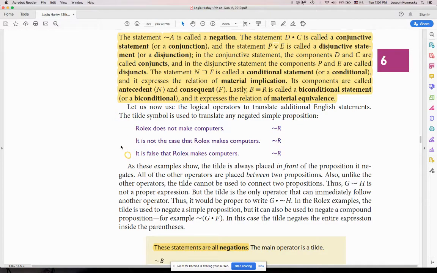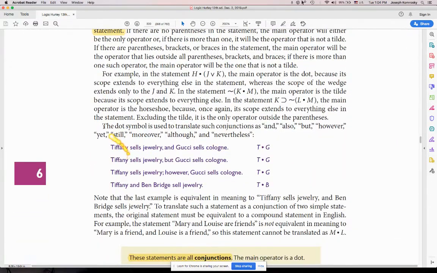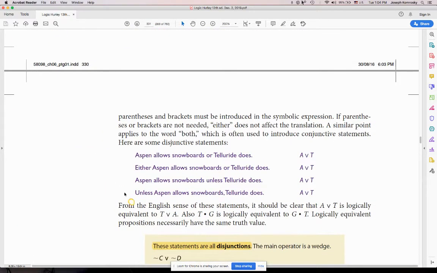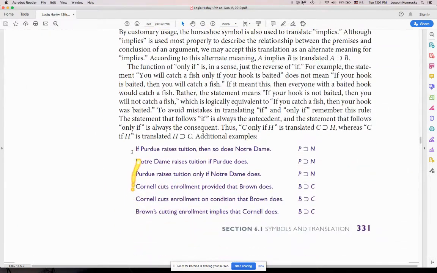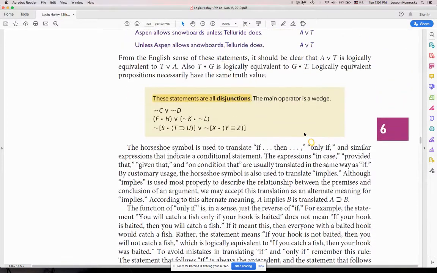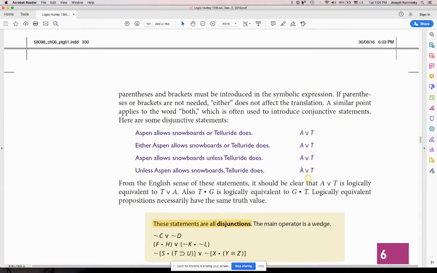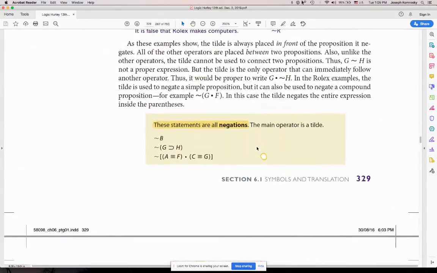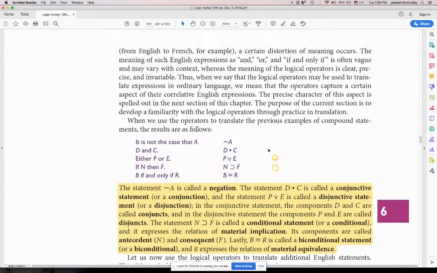So Hurley, in each section that you see, these purple sentences, he's trying to say, hey, here's a bunch of examples on how to do this one part. So for example, this section is all about the horseshoe. This section's all about the wedge. And this section's all about the dot. This section's all about the tildes.